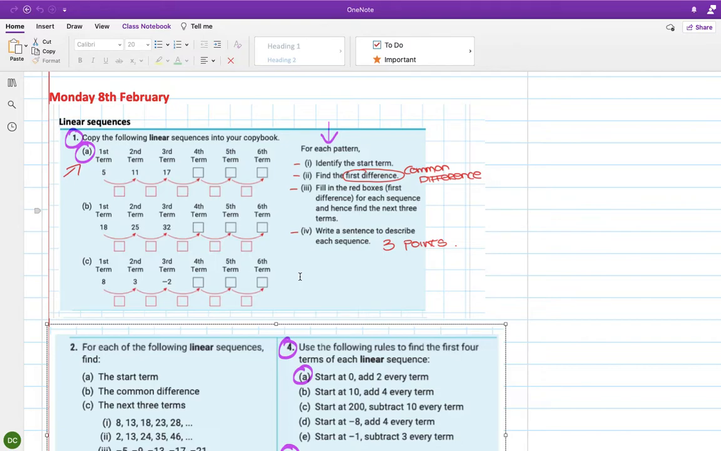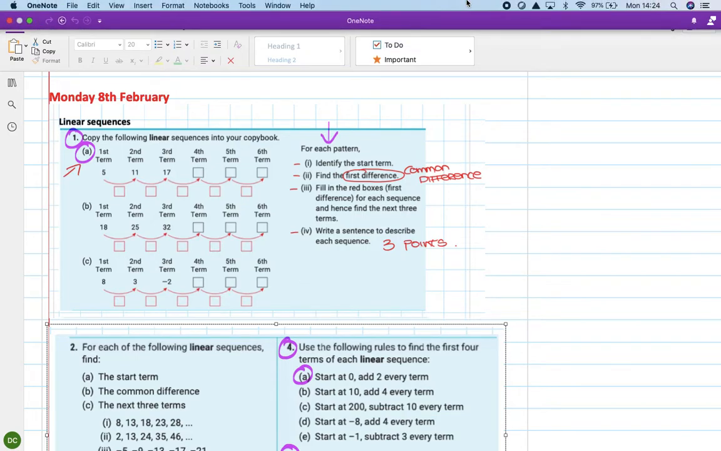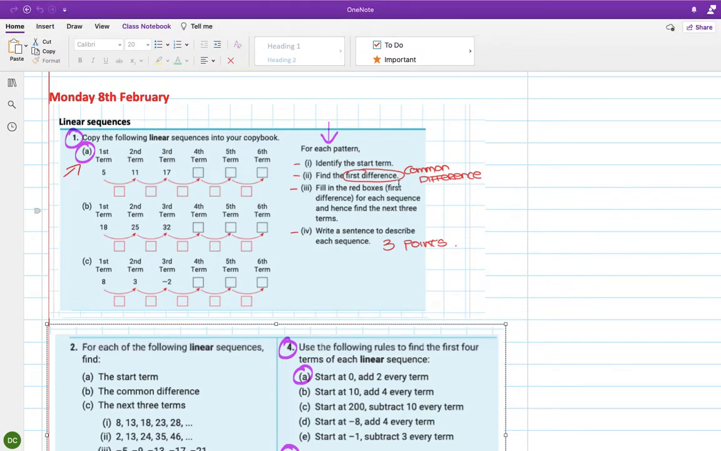Okay. So, we were talking about linear patterns, and I asked you to do 3 questions. So the first one here, we wanted to identify the start term in the sequence. So the start term is exactly what it says. It's the first term, the starting term. So in this question, the starting term is 5. Part 2 is find the common difference.